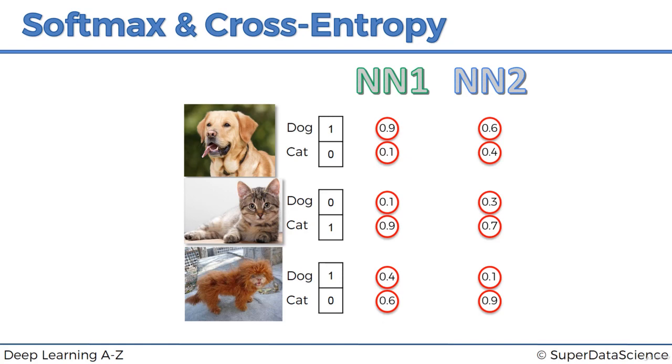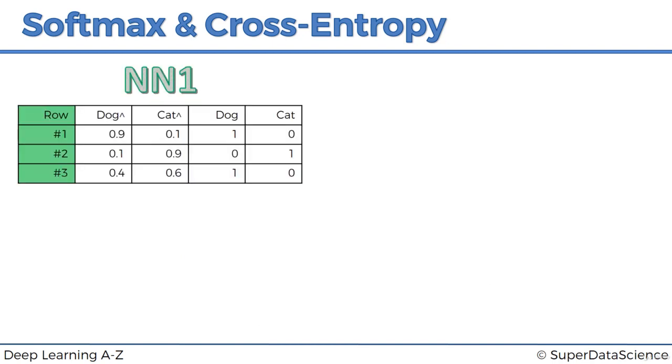And so now we're going to look at the functions that can measure performance that we've kind of talked about already. So let's put these into a table. So there's neural network 1. You have the row number, so that's the image number. And then for image 1, you have what it predicted, 90% dog, 10% cat.